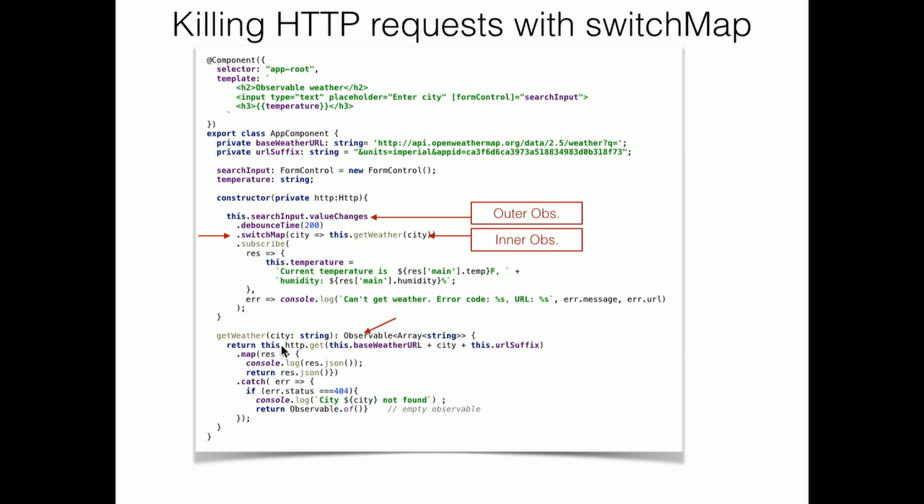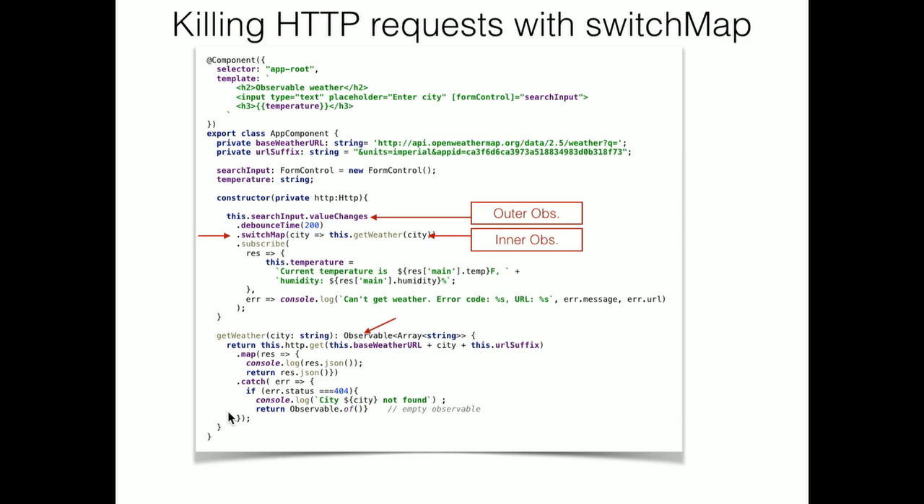It returns HTTP get. I concatenate the URL of the server plus the city that I had typed in plus the suffix. And then I say I want to map it: response, I want to extract JSON from it. And also I am applying catch. So what if I want to get the weather in San Jose, and I manage to enter only S? It goes out, there is no such city S, so I'm going to get 404.